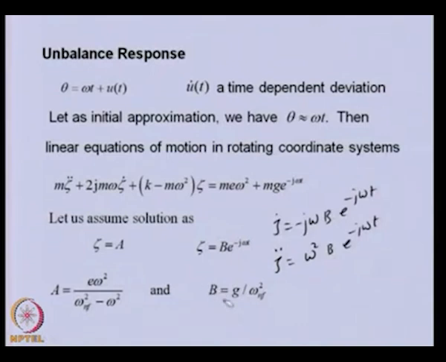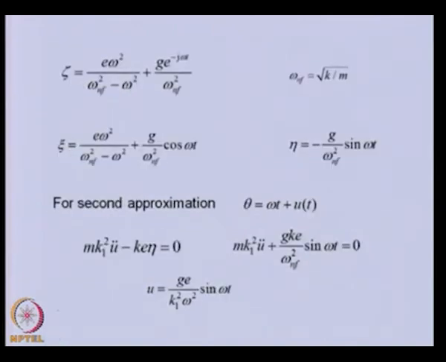So, we will see that b will get simplified to a simple expression, b is equal to g by this quantity. Now we can write the solution for this simplified, linearized equation like this. This is the constant term and this is the b term. This is the solution of the previous equation. In this, omega nf is defined as the undamped natural frequency.